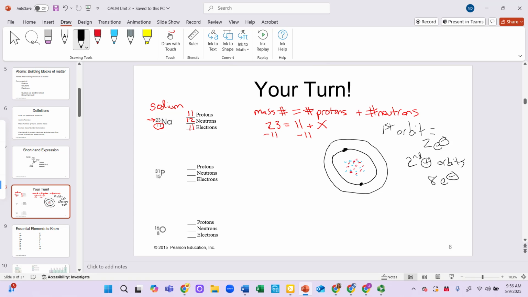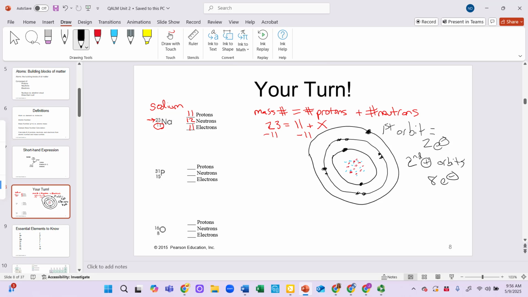So we're going to start distributing. So we have 1, 2, 3, 4, 5, 6, 7, 8, 9, 10. So now we've drawn 10 electrons total, 2 in the first ring, 8 in the second ring. But we have 11 electrons, so we have to draw 1 more ring. And then we have a singular electron out here.